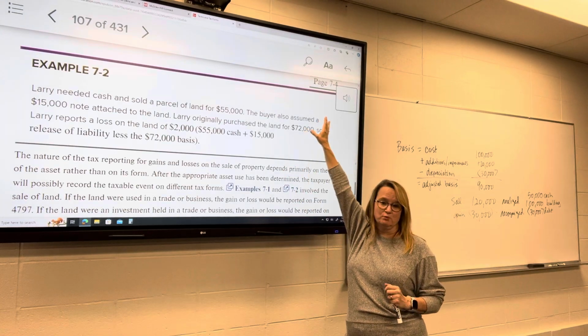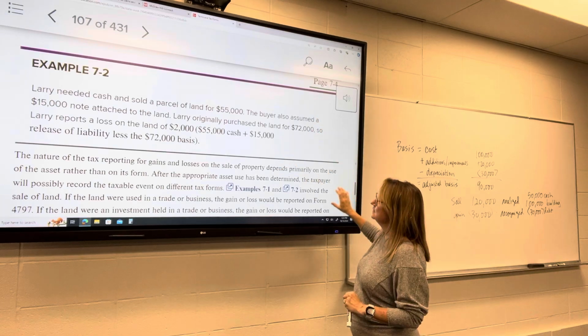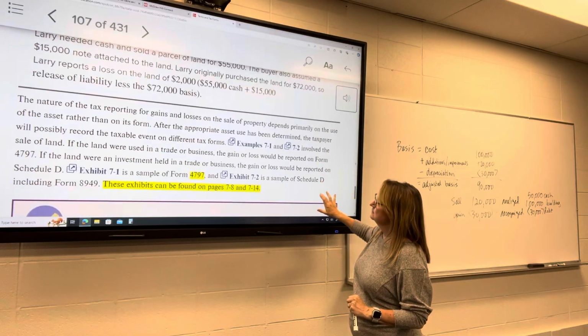The first example was a gain, the second example is a loss. All right.